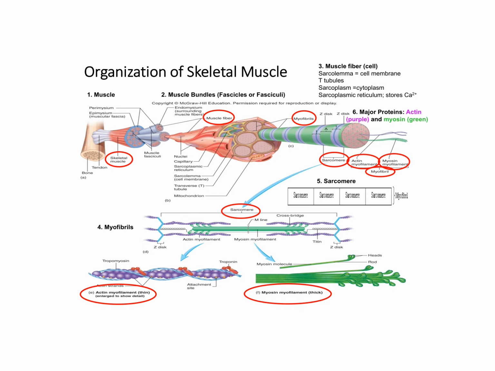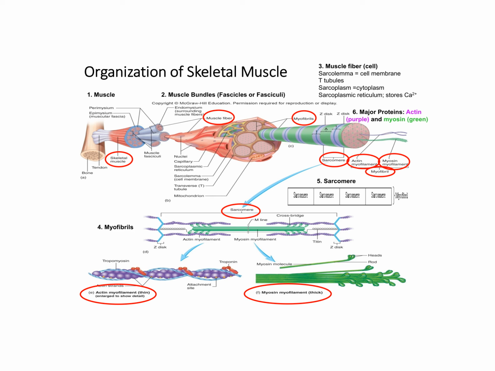Let's walk through the hierarchical organization of skeletal muscle, from the largest structure down to the molecular level. We start with the whole muscle, which is made up of bundled units called fascicles or fasciculi. Each fascicle contains individual muscle fibers, which are actually single cells. The outer membrane of this cell is called the sarcolemma, and it has deep inward extensions called T-tubules that carry electrical signals deep into the cell.